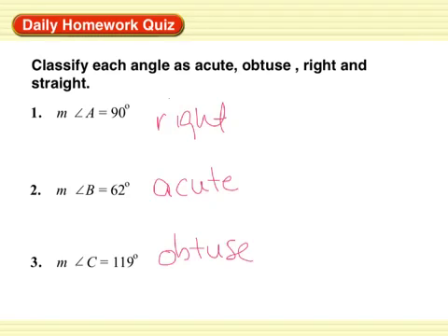And here's a sort of are you listening story on how to remember. I always thought of acute like, oh, isn't that a cute little nose? Or, oh, that's so cute. Whenever we say that's so cute, I just think of tiny little things. Obtuse just seems like a big word. Obtuse. Right is sort of easy.